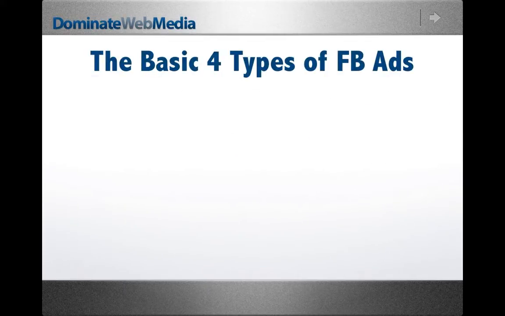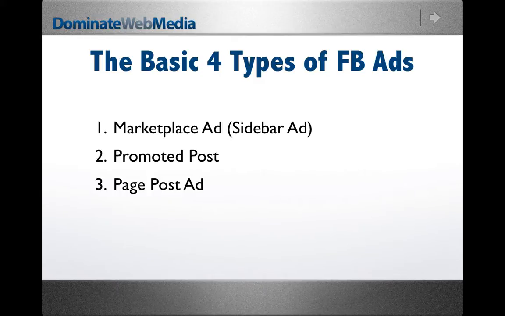Really there's four basic types of ads, and the first is the sidebar ads. They're called marketplace ads that you see on the right side of Facebook. Those are the traditional small image ads, 100 by 72 pixels, with 25 characters for the headline and 90 characters for the body, and that's it. You'll also see the promoted posts and the page post ads on the side, but those aren't actually considered marketplace ads. So then you've got your promoted posts, you've got your page post ads, and you've got the sponsored results.